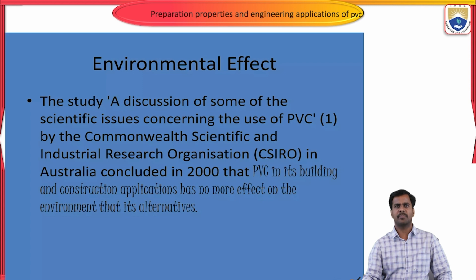A discussion of some of the scientific issues concerning the use of PVC by the Commonwealth Scientific and Industrial Research Organization, CSIRO, in Australia in 2000 concluded that PVC in building and construction applications has no more effect on the environment than its alternatives.